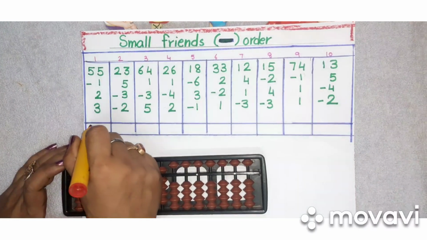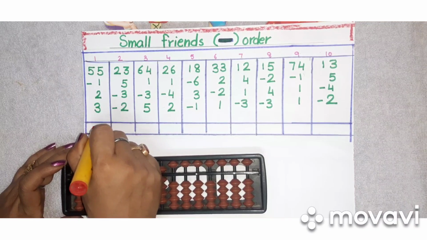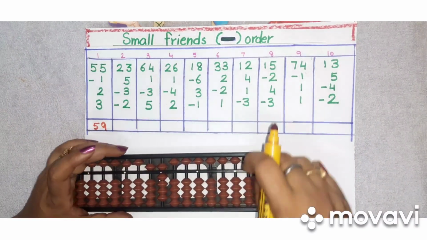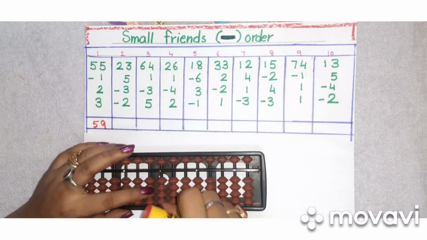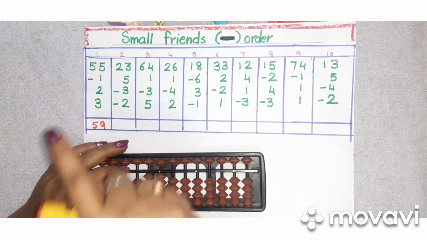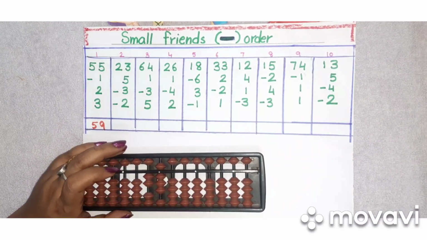5, 9, 59. So we are going to write 5, 9, 59. Now let's go with the second sum, children. 2, 3, 23. 5 we can add directly, and less 3.